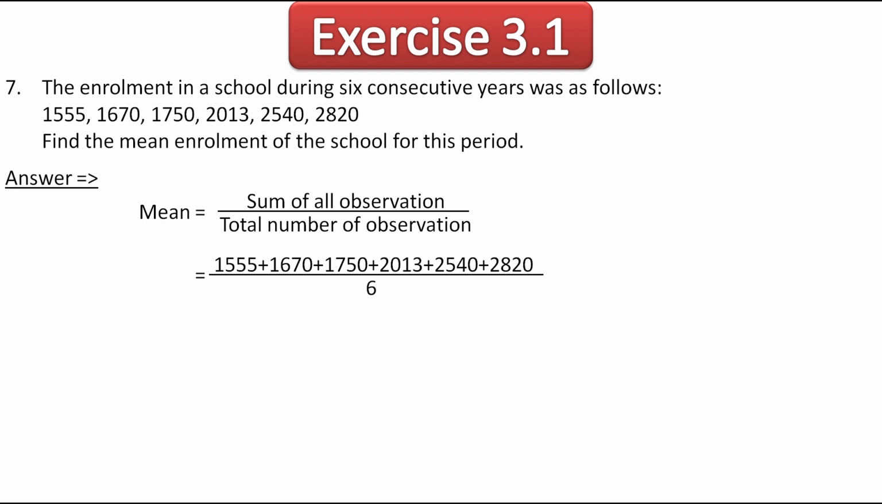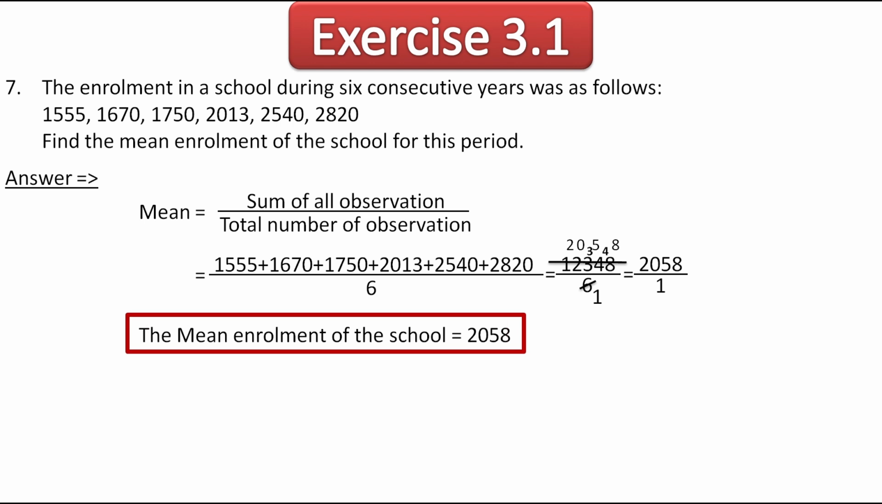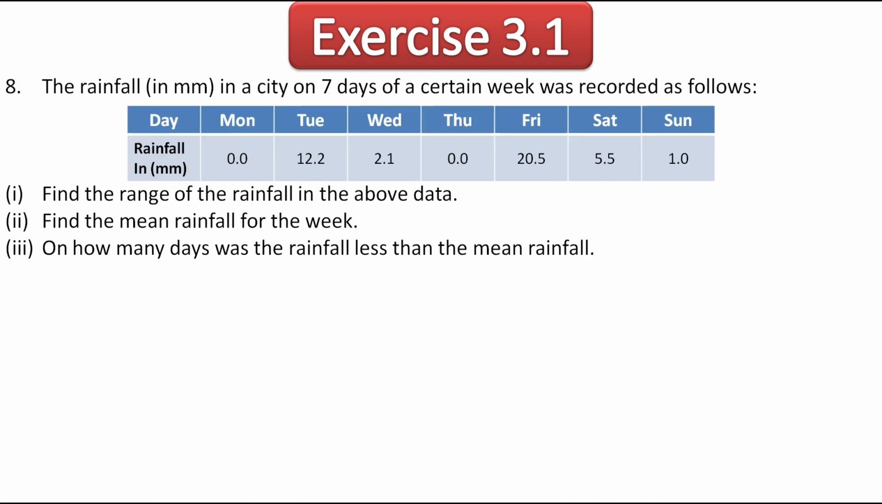So when I add them, I got the answer as 12,348 upon 6. So let's divide it. 6 ones are 6, 6 twos are 12, then 6 zeros are 0, remainder is 3, 6 fives are 30, remainder is 4, now 6 eights are 48, so I got 2058 upon 1. That means the mean is 2058. Okay. Now let's move to the next question, that is the 8th one.